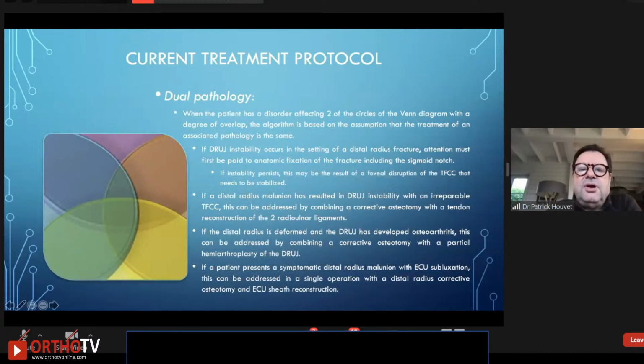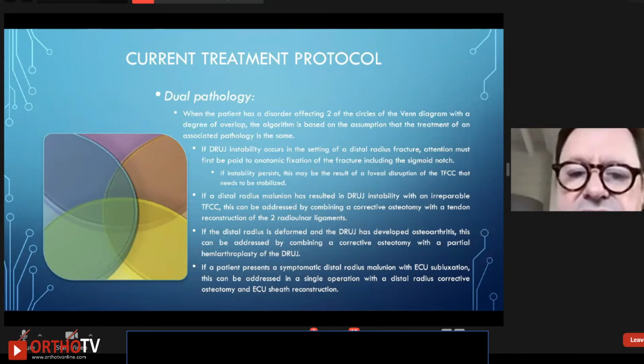In case of dual pathology, when two different circles of the Venn diagram are affected, the algorithm is based on the assumption that the treatment of an associated pathology is the same. So if the DRUJ instability occurs in the setting of a distal radial fracture, attention must be paid to anatomic fixation of the fracture, including the sigmoid notch.